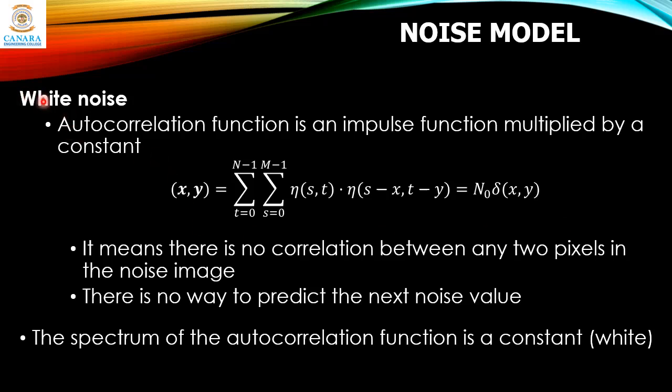White is taken from the visible spectrum, where white light is composed of all the visible frequencies in equal proportion. That's why we term this noise white, because it's constant along the spectrum. It involves all the frequencies in that range. So that's why we call it white, and the noise white noise.